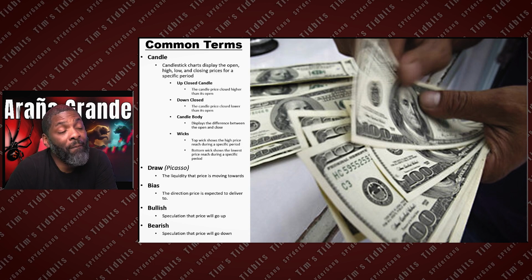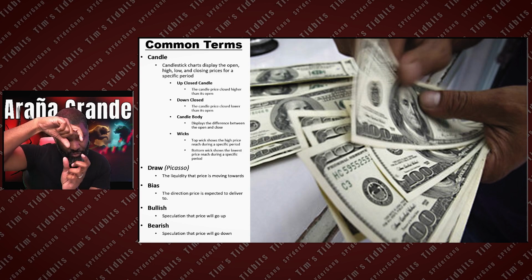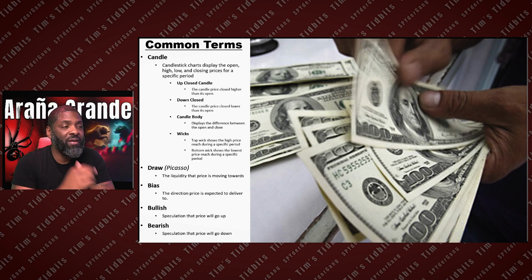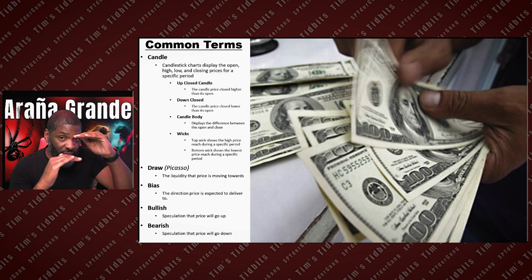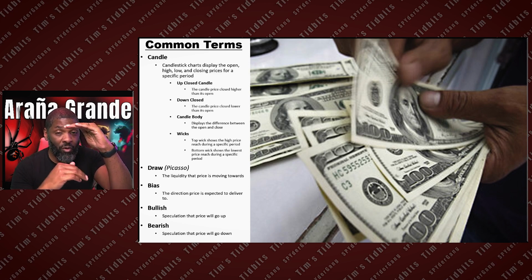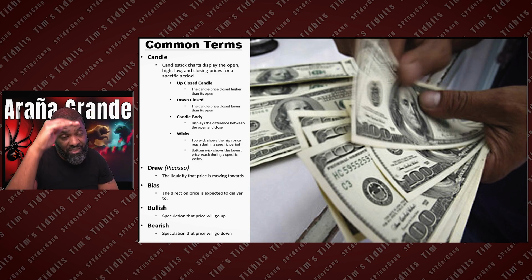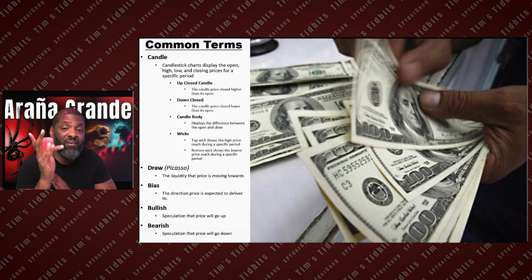Pretty simple. The candle body, that's the actual colored in portion of the candle. The rectangular shape itself, that's the candle body. The candle body displays the difference between the open and the close. It's visually showing you it opened here and it closed down here, or it opened here and it closed up there. It's visually showing you the difference in price between the opening price and the closing price of that candle for that specific time period.